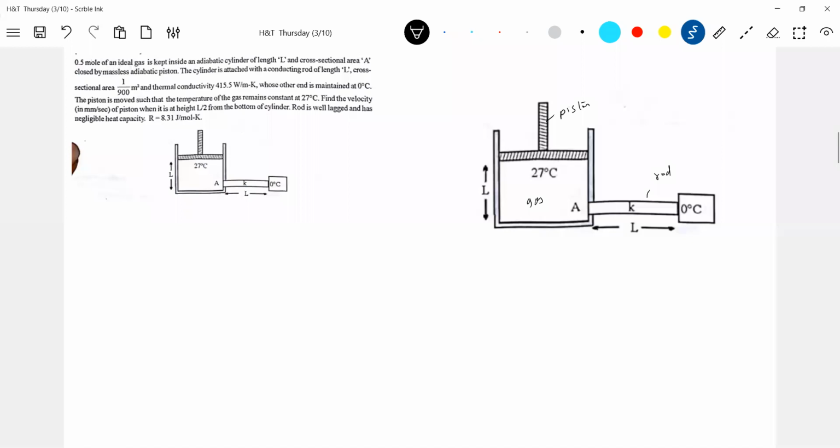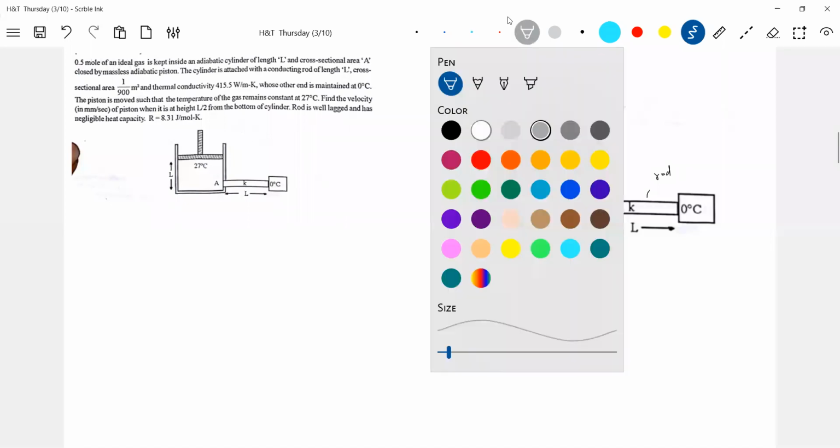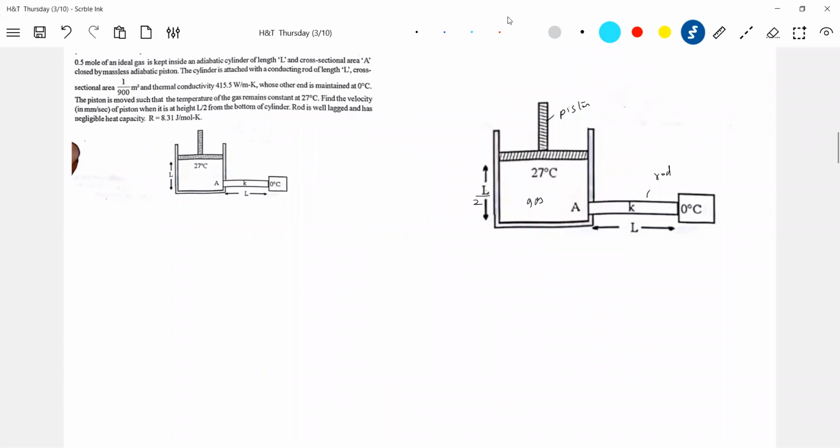Find the velocity of the piston when it is at a height L/2 from the bottom of the cylinder. So this height should be how much, no? Okay, read the question. Meanwhile, I'll adjust the things here. This side should be L/2.